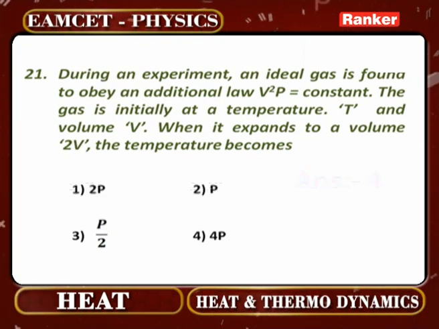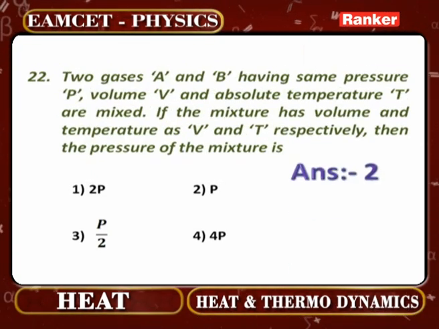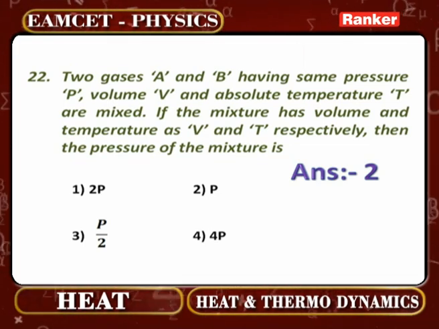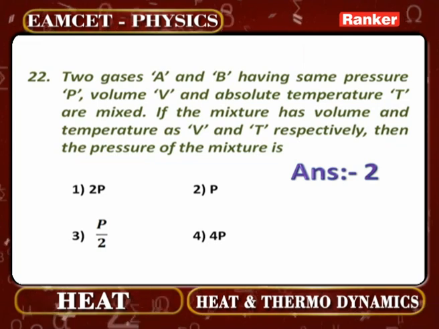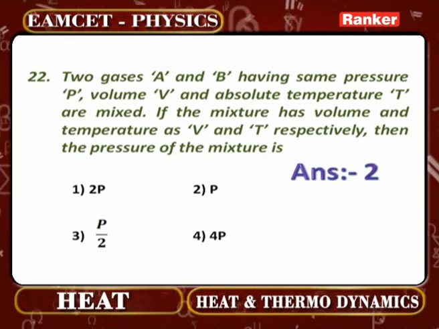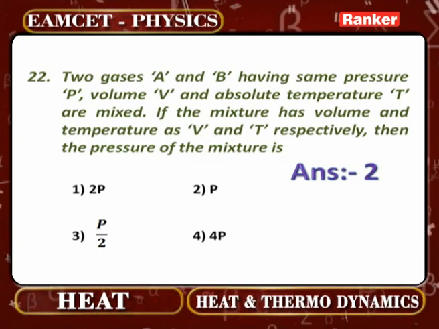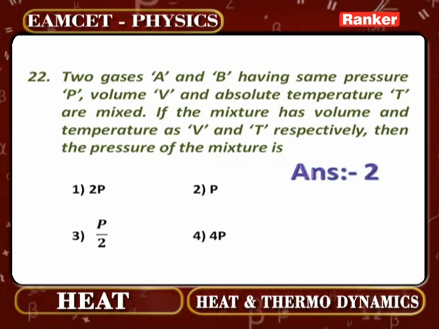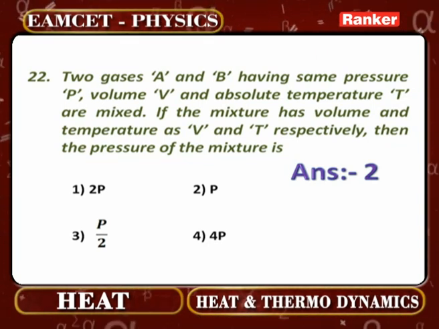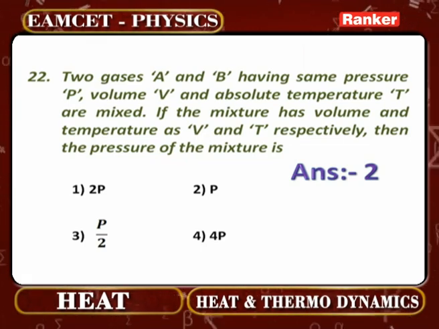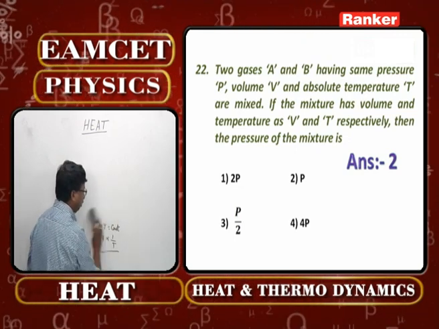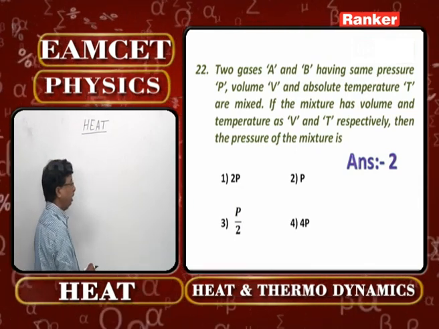Look at the last question in this particular order please. Two gases A and B having same pressure P, volume V and absolute temperature T are mixed. If the mixture has the volume and temperature as V and T respectively, then the pressure of the mixture is? All of you are very much aware of Dalton's law of partial pressures. When the gases are mixed, what is the effective pressure? It will now be P itself.